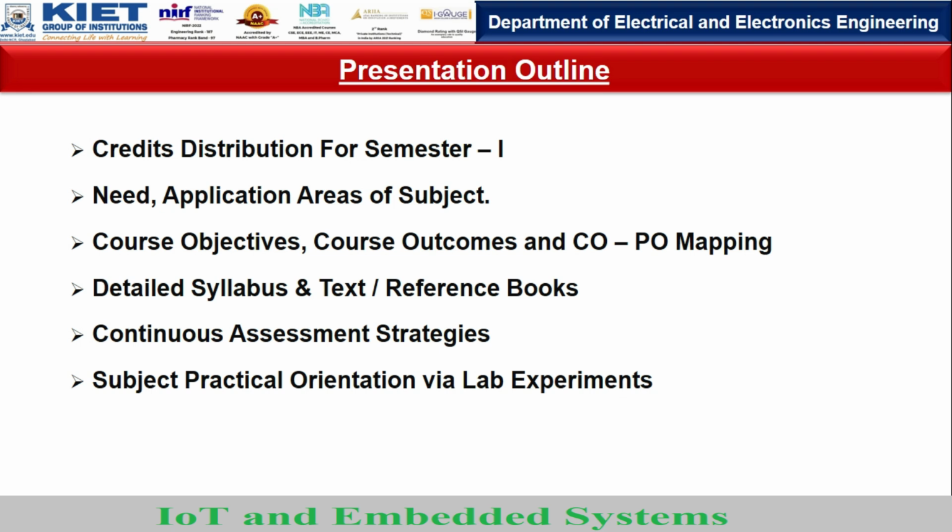Credits distribution, it is in the first semester right now. After that, first half students learn in the first semester, remaining half students of the first year learn in the second semester. So second is need, application area of the subject, course objective, course outcomes, mapping with COs and POs, detailed syllabus, reference books, the continuous assessment strategy. It is most important for KITE students.